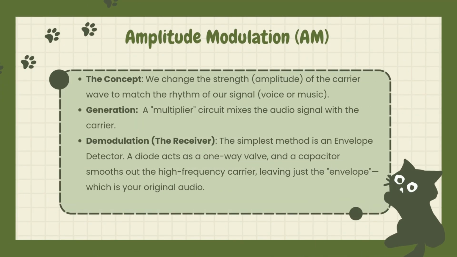In amplitude modulation, we change the strength or amplitude of the carrier wave to follow the pattern of the message signal. When the voice signal becomes stronger, the carrier amplitude increases. When the voice signal becomes weaker, the carrier amplitude decreases.